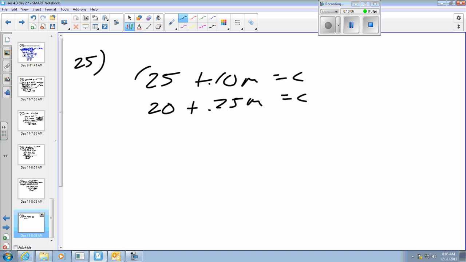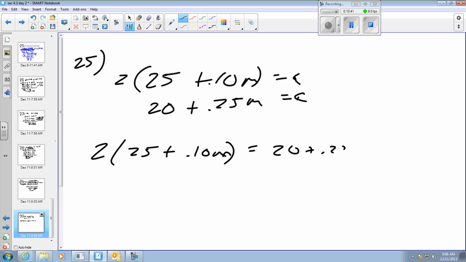So if I multiply Hertz by 2, then they would be equal. So if twice the cost of this one is equal to that one, we could set them equal to each other. 2 times $25 plus 10 cents per mile. We're looking for when they're equal to each other, or when that one is twice. So 20 plus 0.25 m.